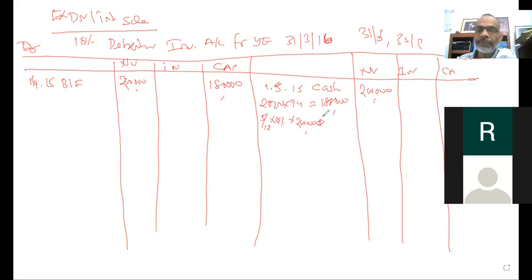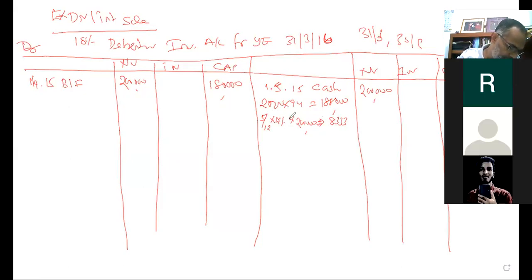Is it okay? 5 divided by 12 multiplied by 10 percentage multiplied by 200,000. How much is that? 8,333. What is the answer? Use the calculator. Answer is correct. 8,333.